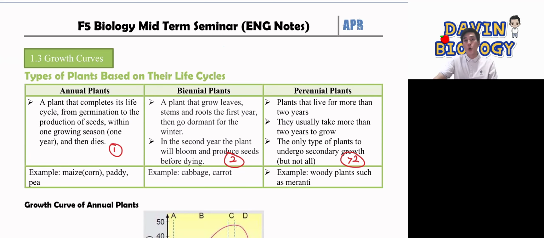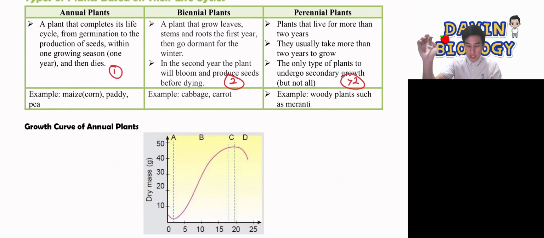All right. So just now we said that only perennial plants can undergo secondary growth to form wood, because for these 2 plants, their lifespan is too short. They don't even get to undergo secondary growth because they die too fast. After primary growth, not long, then they die. Okay, so let's start with annual plants first.